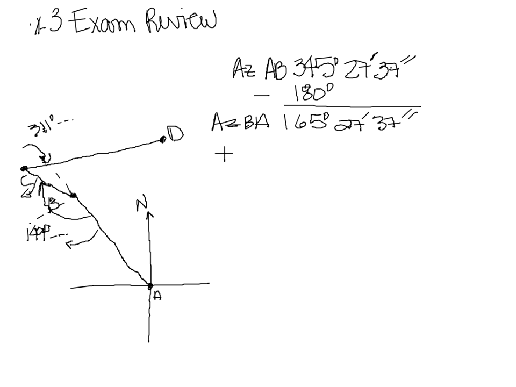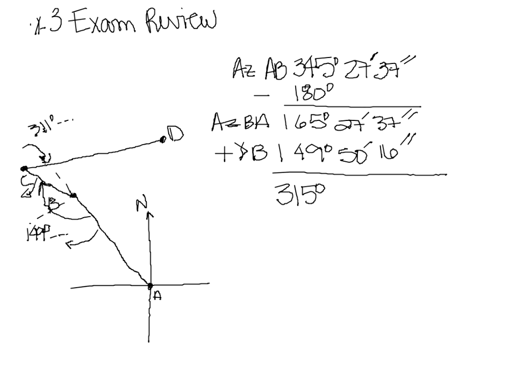So then we add the angle at B, which is our 149, 50, 16. And that gives us 315 degrees, 17 minutes, 53 seconds. That is now the azimuth of BC.